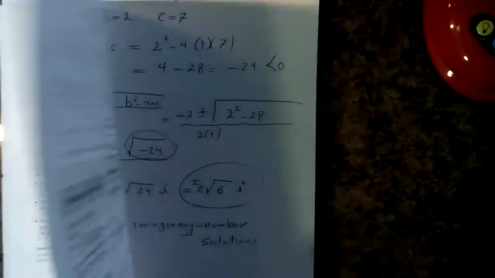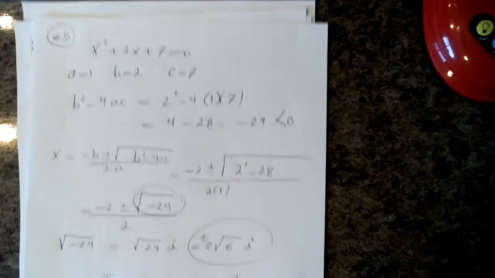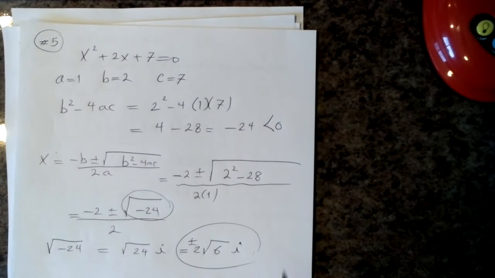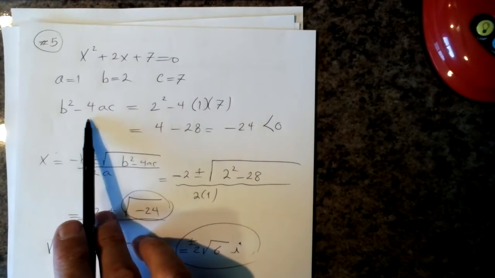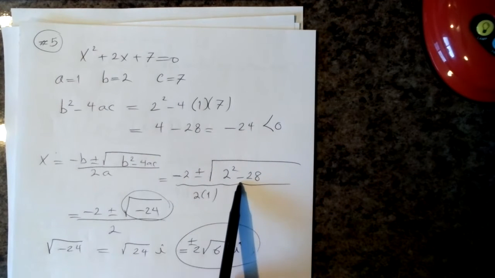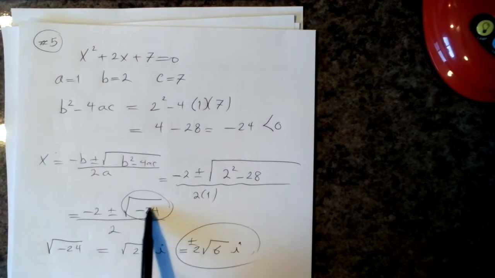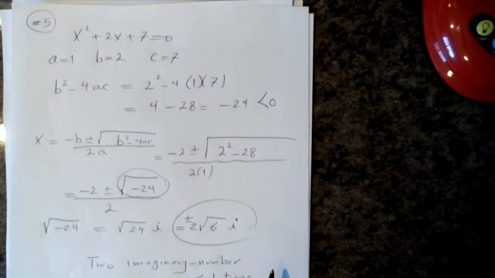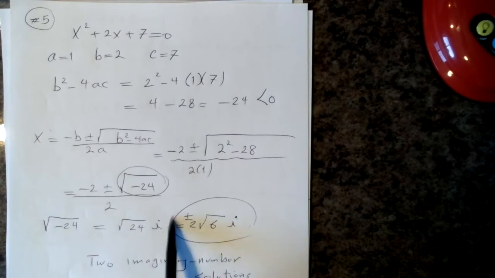This is just the quadratic formula. See, in this example, b squared minus 4ac is negative. Remember, when the value under the radical is negative, then it's undefined in the real numbers, but you do have a complex number. So it's two imaginary numbers. I'll just show you the solution.